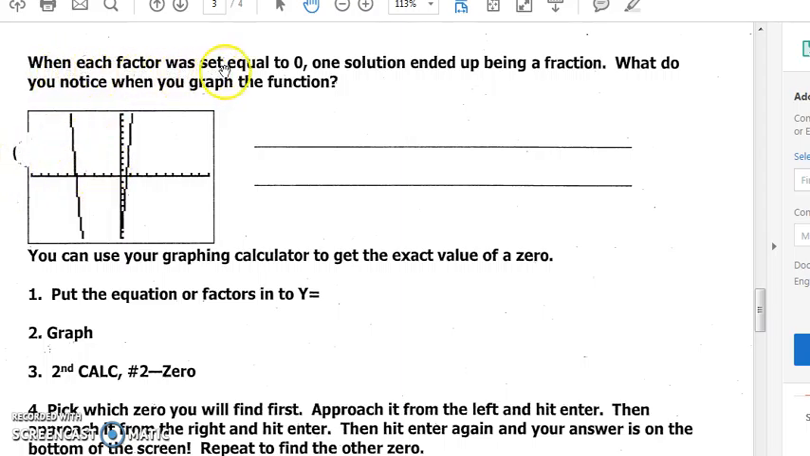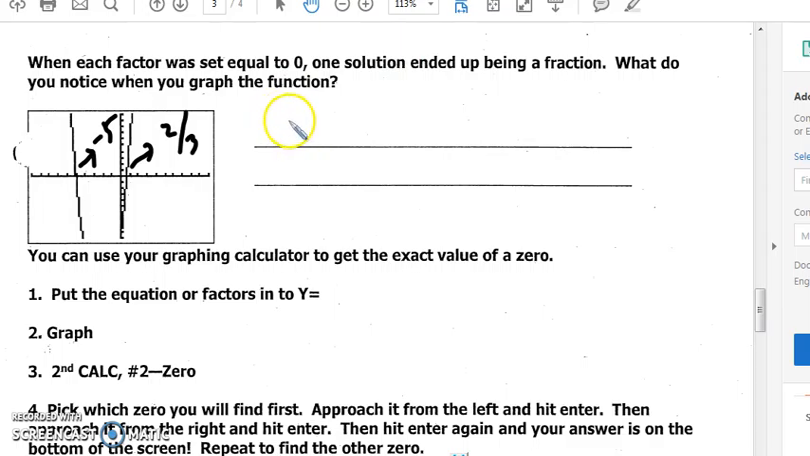So when each factor was set equal to 0, one solution ended up being a fraction. What do you notice when you graph the function? So right here, you can write, this point is your negative 5. This point is your 2/3. So when you do the fraction, it's between 0 and 1, right? So the second part is between 0 and 1.